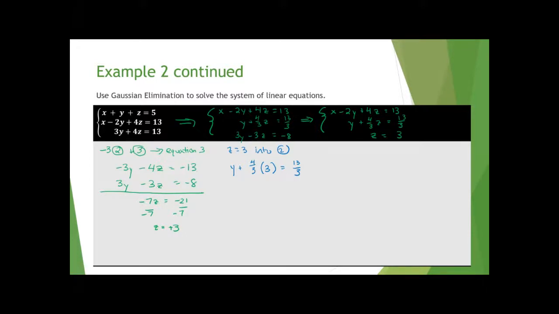So because I know I have 13/3 and that's not going to reduce, instead of canceling out the 3s here, I'm going to keep it over thirds so that I can make sure everything comes out. Oops, not an equal sign. But that way I don't have to get a common denominator. So 4/3 times 3 is 12/3 equals 13/3. And so I'm going to subtract 12/3 from each side. And we get y is equal to 1/3.